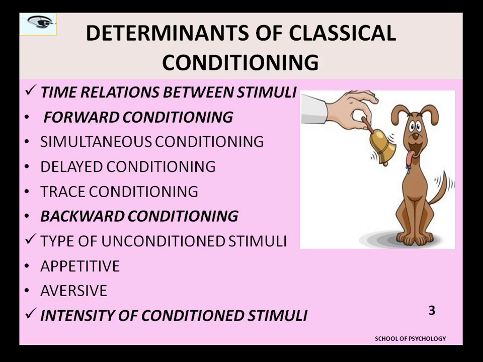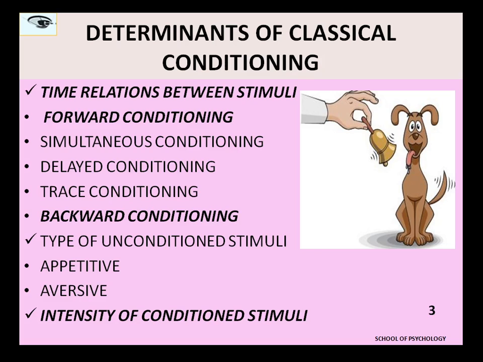which is the food. Very clearly, we have two very important procedures: the forward conditioning procedure and the backward conditioning procedure. Under forward conditioning, we have three very important procedures. Let us first understand the meaning of forward conditioning and backward conditioning. A forward conditioning procedure occurs when the conditioned stimulus, which is the bell, appears just before and during the presentation of the unconditioned stimulus, which is the food.